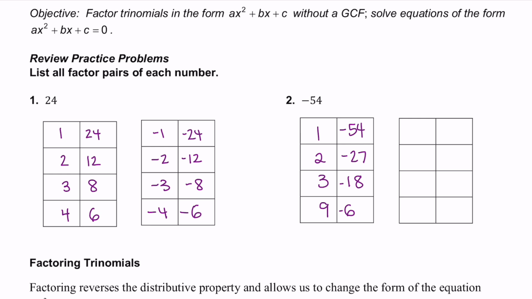Now on the second box we're going to switch the numbers. So -1 is going to be multiplied by a positive 54, -2 is going to be multiplied by a positive 27, -3 is going to be multiplied by a positive 18, and -9 is going to be multiplied by a positive 6.